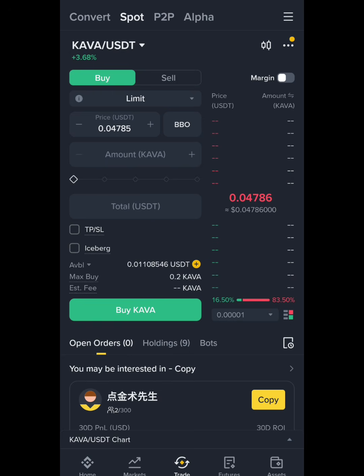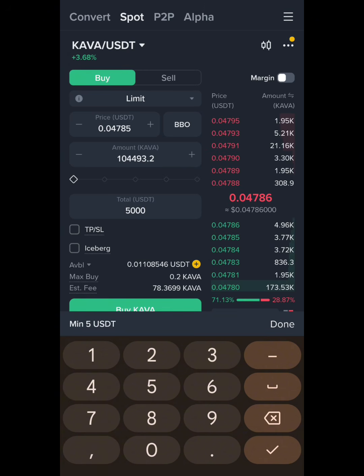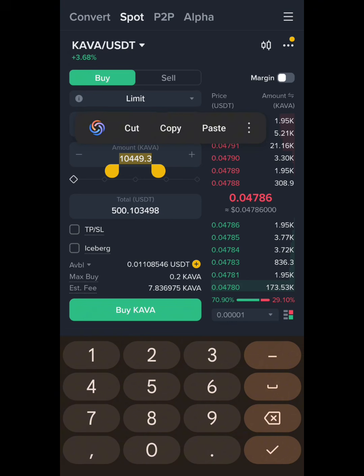So now we're looking for $10, bro. It's not easy, man. We're looking for $10, bro. So we're using $500 for this, right? We'll be buying at the current market price here with $500. So we copy this and we'll be getting 10,000 Kava.